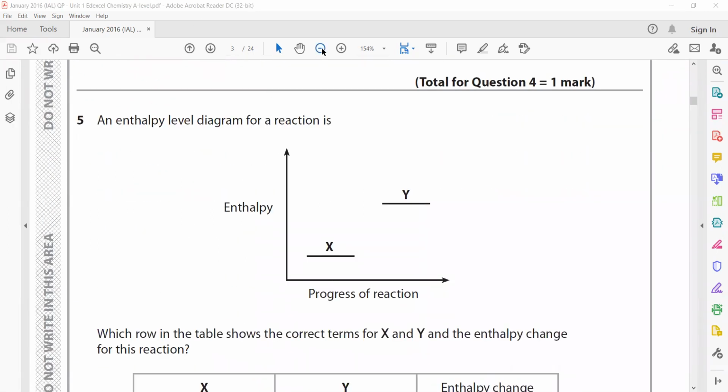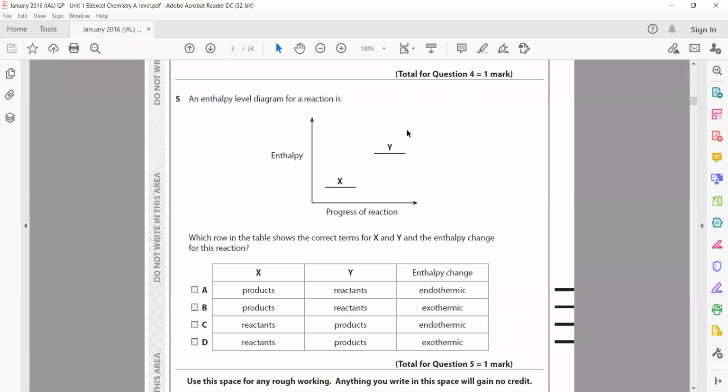Then an enthalpy level diagram for a reaction is shown. Which row in the table is correct for X and Y? So X is representing the reactants, Y is representing a product, and the product energy is more than the reactant, so the forward reaction is endothermic. So X is reactant, Y is product, and the forward reaction is endothermic.